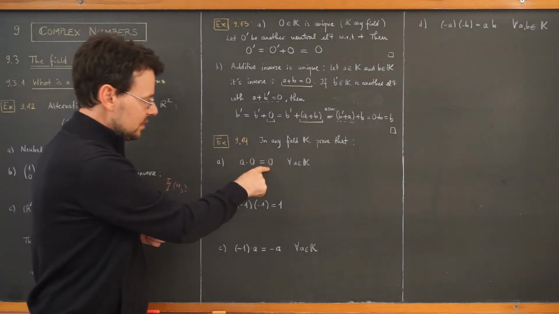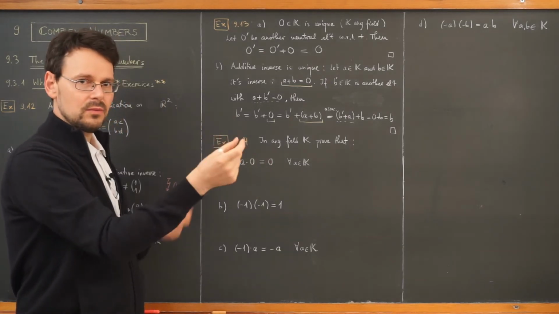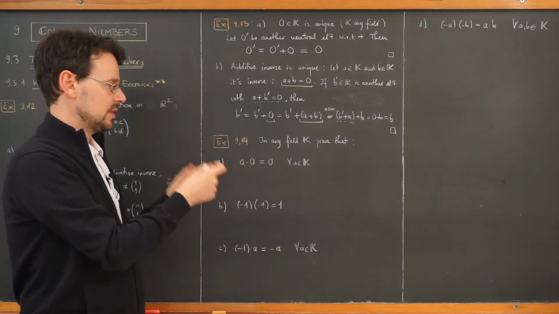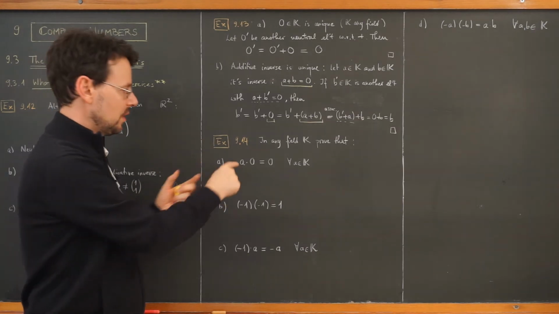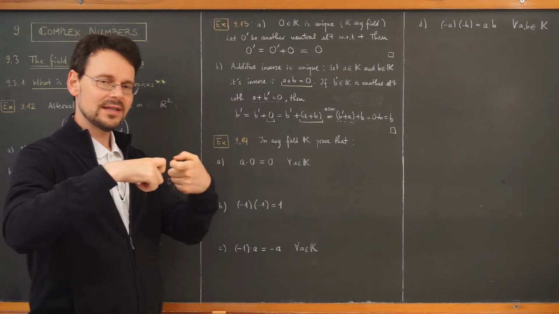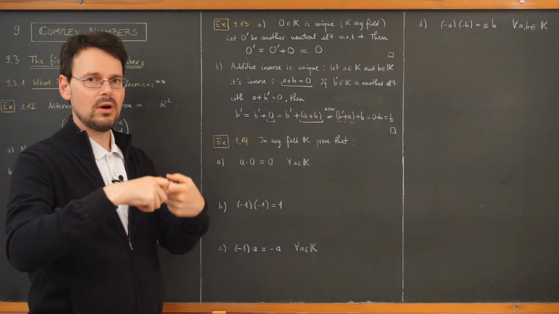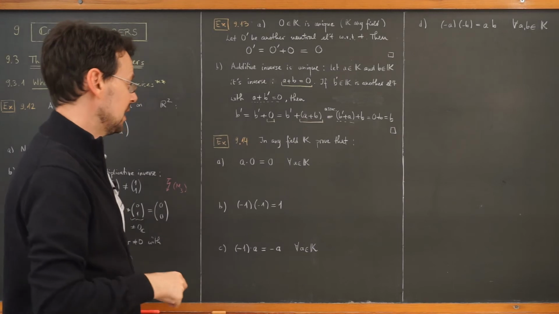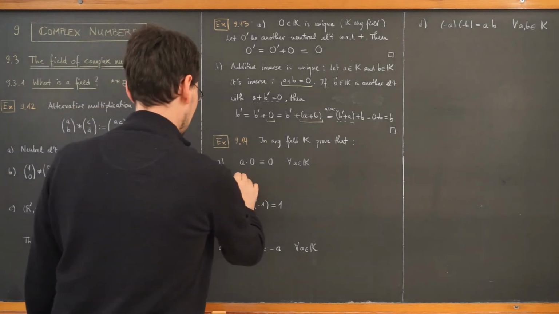Now, 0 is connected with the additive structure. It's the neutral element for addition. Here we have multiplication. The only axiom that connects those two is the distributive law. So we definitely need to use that.